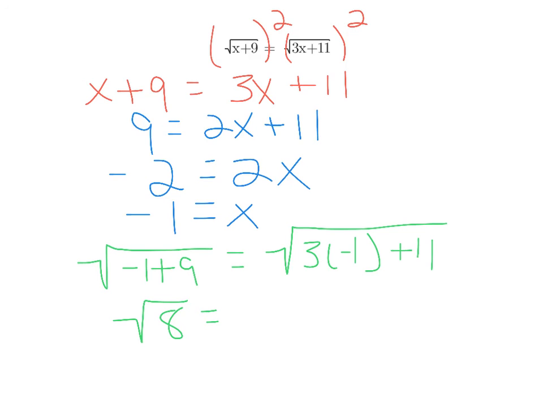Simplifying on the right-hand side, I need to first multiply 3 by negative 1 to get negative 3, and add 11 to get 8. So I get the square root of 8 is equal to the square root of 8. That is a true statement, which means that negative 1 is the solution of our equation.